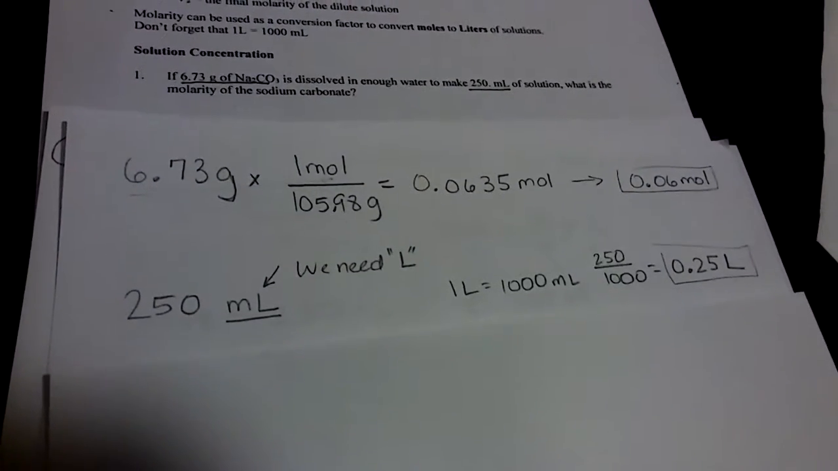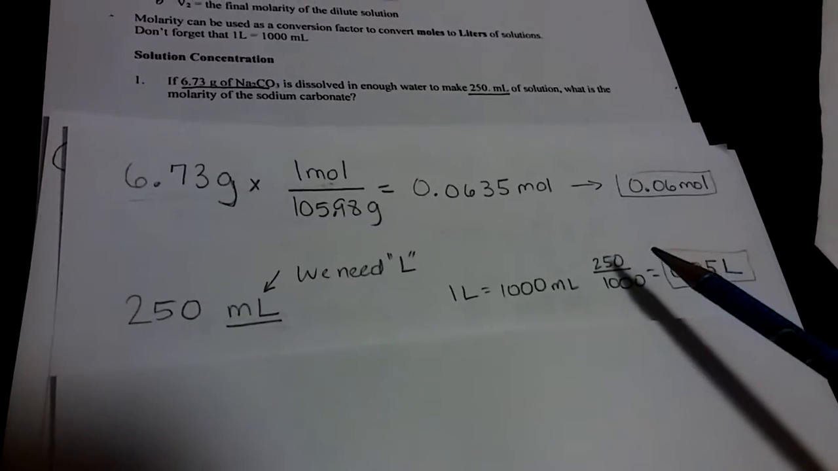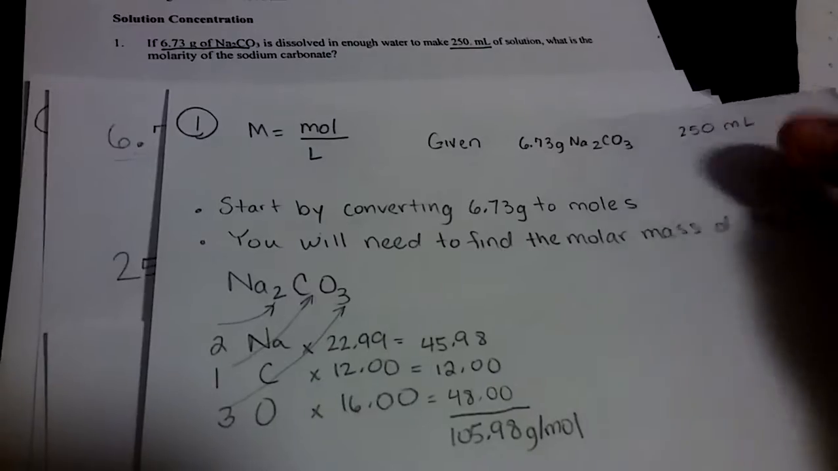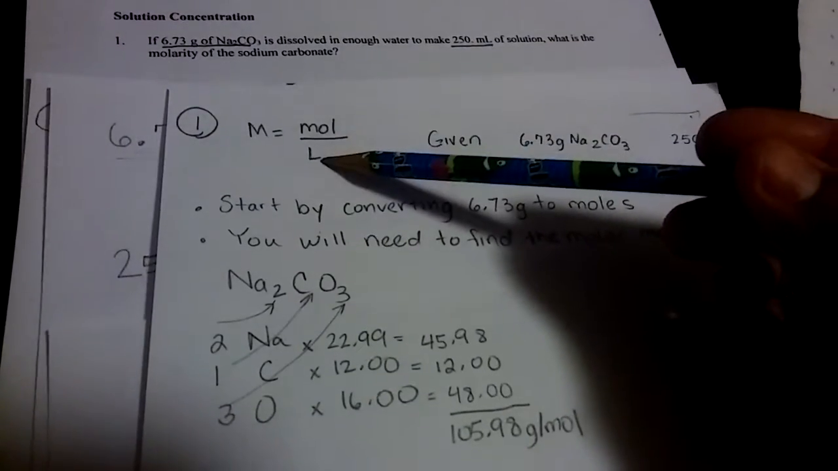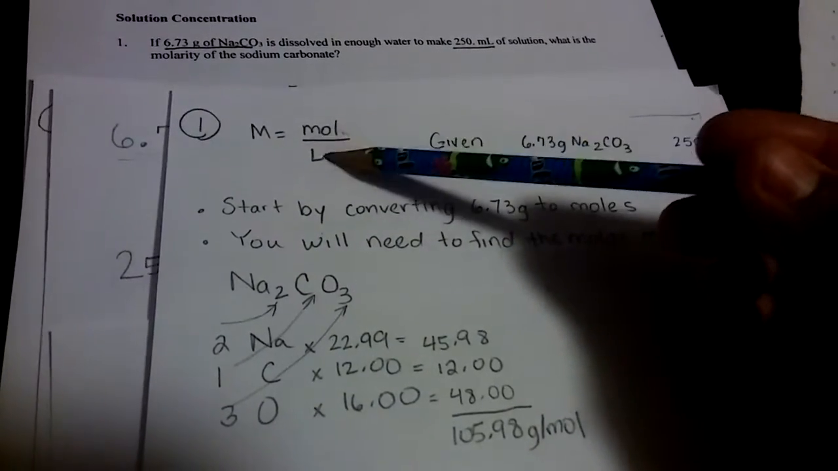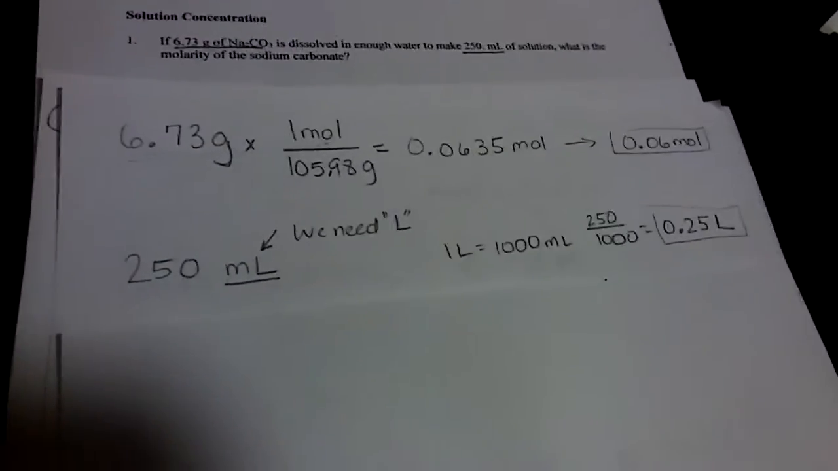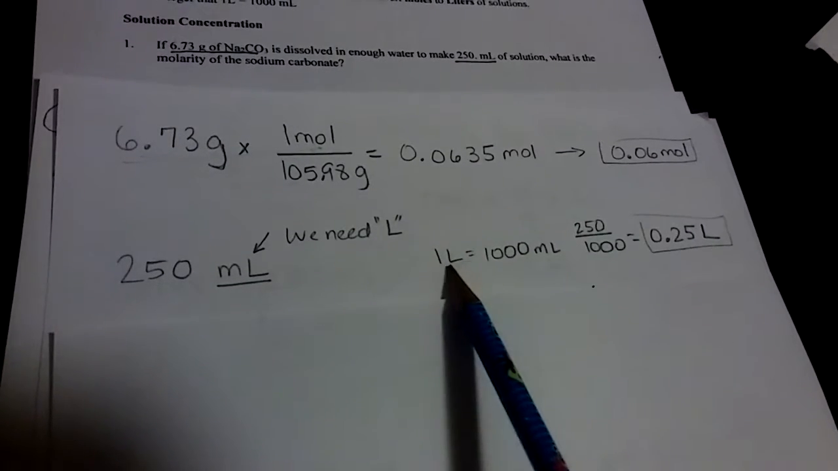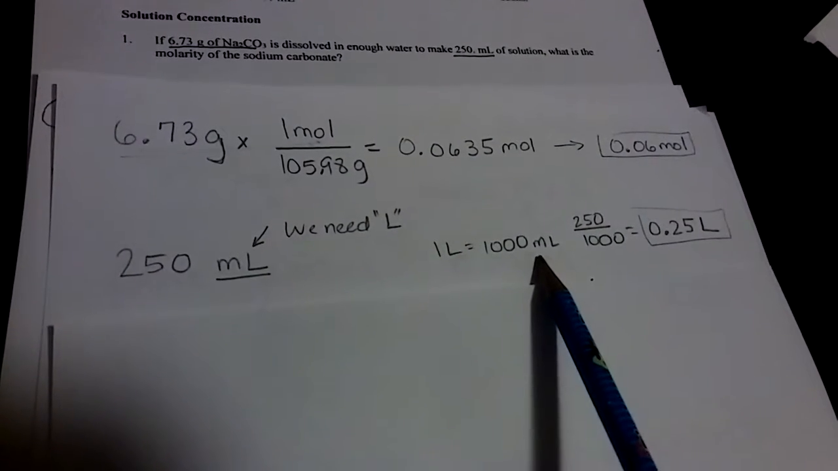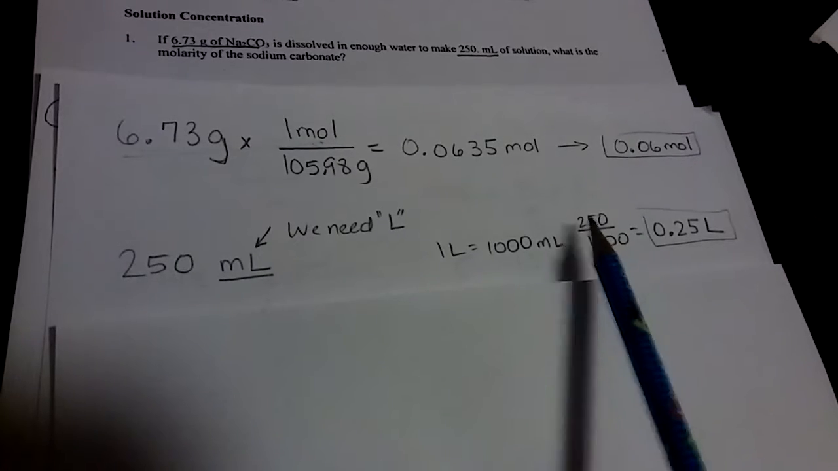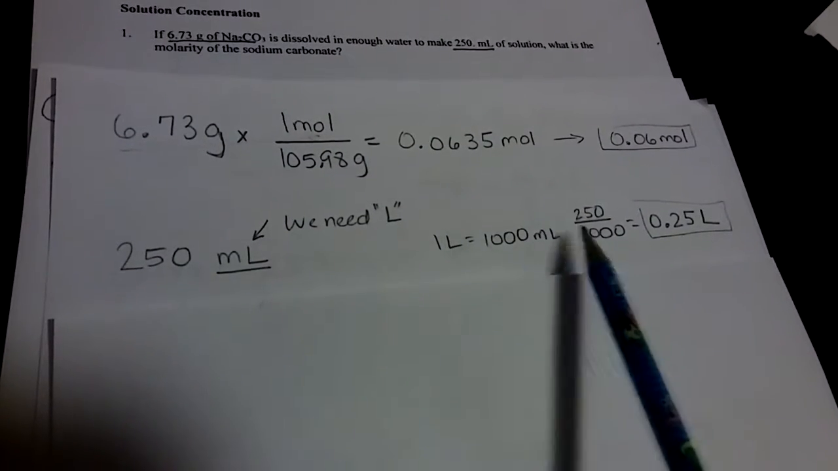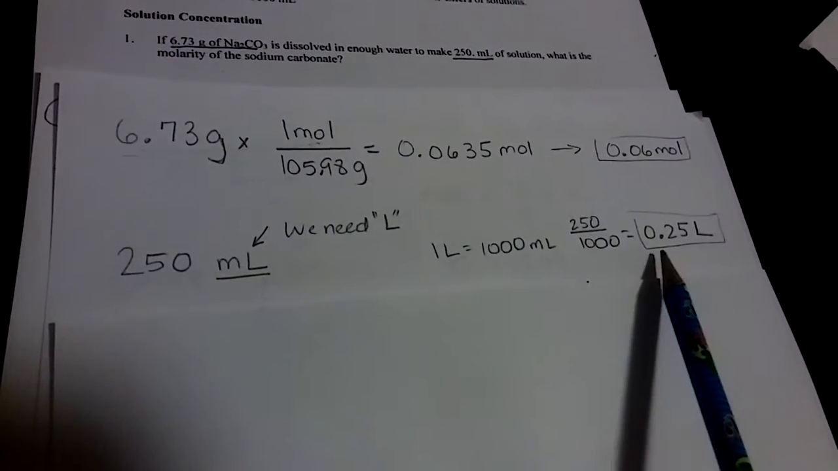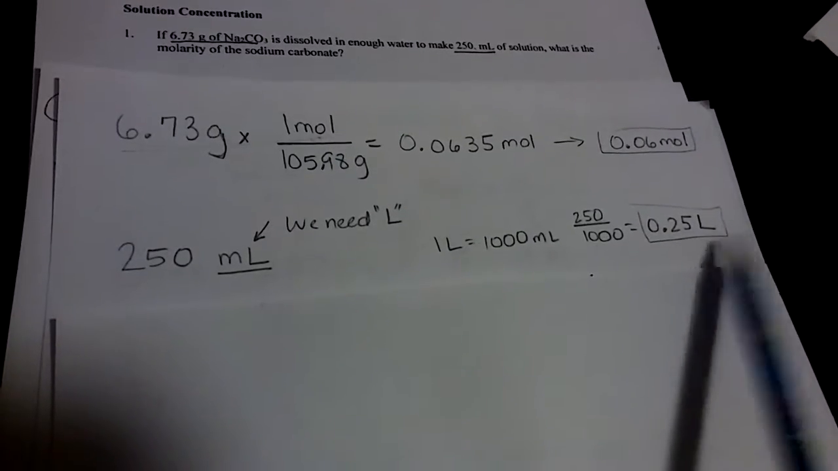From that point on, now we have the moles. Remember, as I said before, you need moles per liter. So we've got the moles that we need here. Now we need the liters. They give us milliliters, so we need to convert it to liters. We know that 1 liter is equal to 1,000 milliliters. So we take the 250 that was given to us, we divide by 1,000, and that gives us 0.25 liters.